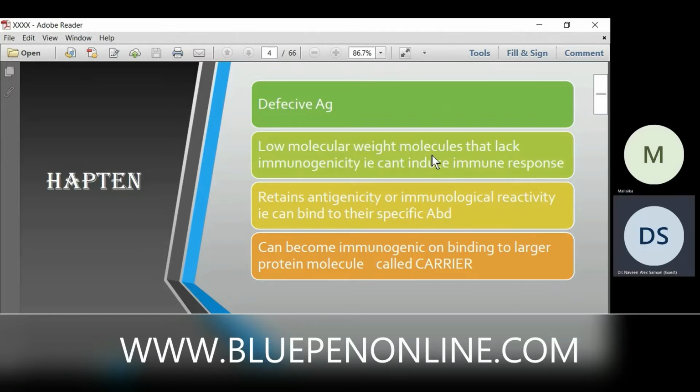It's a type like an antigen. It has one single property, that is antigenicity or immunological reactivity, but it does not have immunogenicity. So it's a low molecular weight molecule that lacks immunogenicity. That is, it can't induce the immune response, but it retains antigenicity or immunological reactivity, that is, it can bind to a specific antibody. But a hapten can be made to induce an immune response by binding to a large protein molecule called a carrier protein.